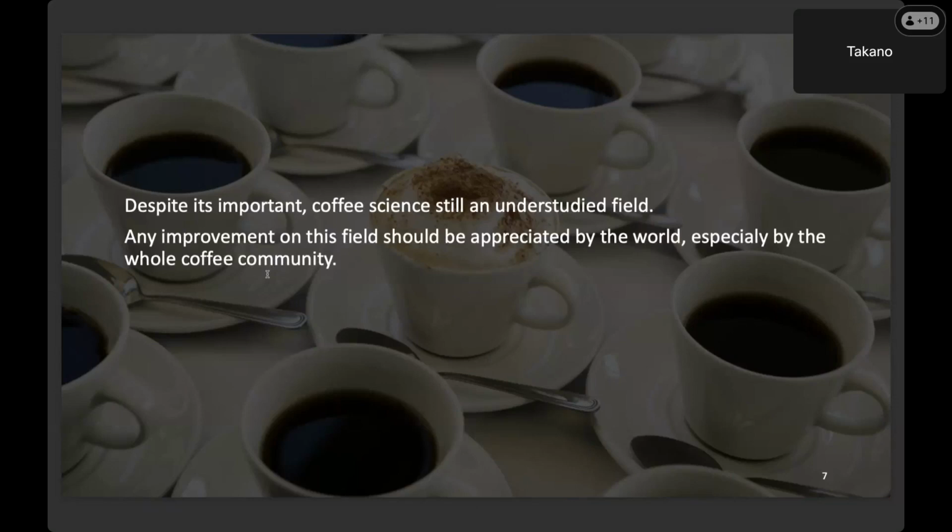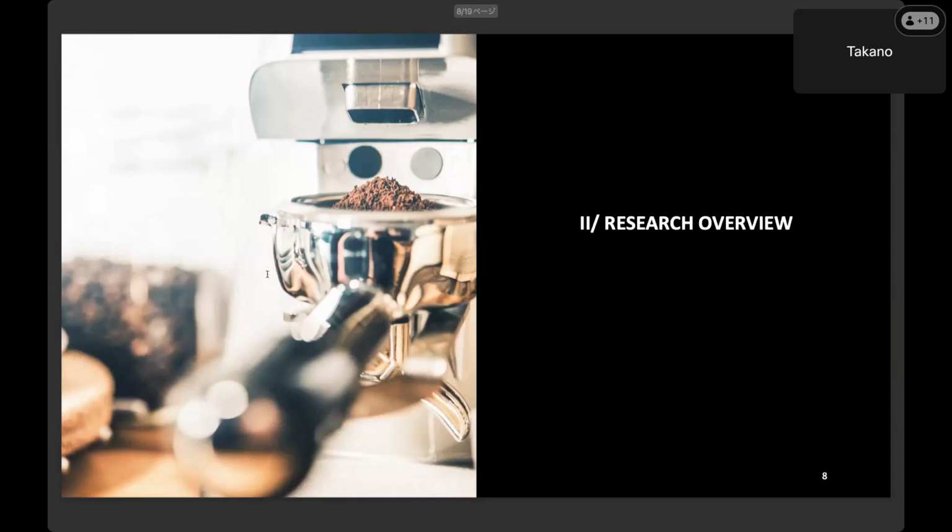So despite its importance, coffee science is still an understudied field. There is not much research on coffee science. So any improvement in this field should be very appreciated by the whole community of coffee consumption. Now let's talk about the overview of our research.